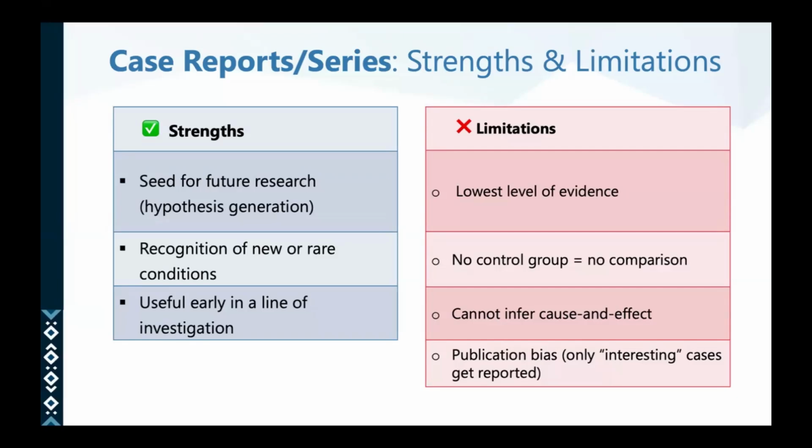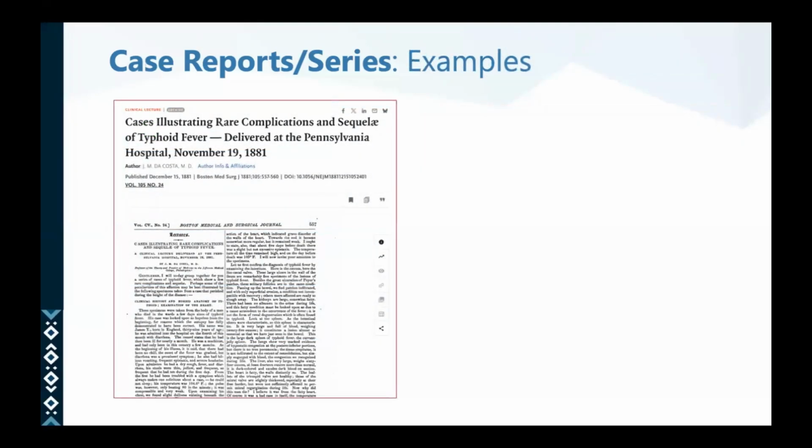And they also have a publication bias issue, because usually people only publish cases that are quite interesting, but there are cases that might not be interesting that are also very important and need to be published. So this is an example of a case report or case series. These investigators, in 1881, described some rare complications of typhoid fever. And when they raised these, further investigations were done. And that's how today we are able to treat even further complications of typhoid fever.